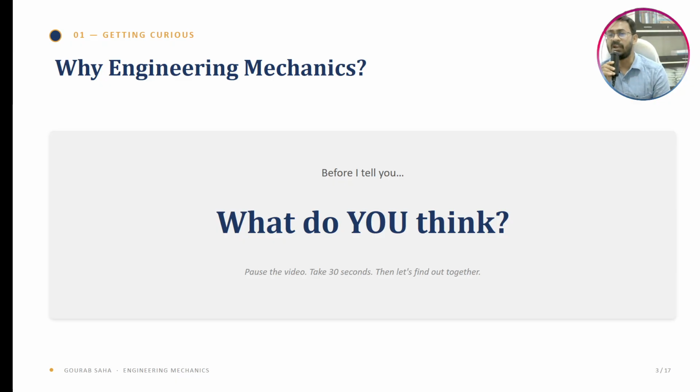This is the biggest advantage, and this is the best thing engineering mechanics offers you. I mean, this is what I think. If you think in different ways, do let me know in the comment section. I would really love to know what you think. But anyway, let's move forward.